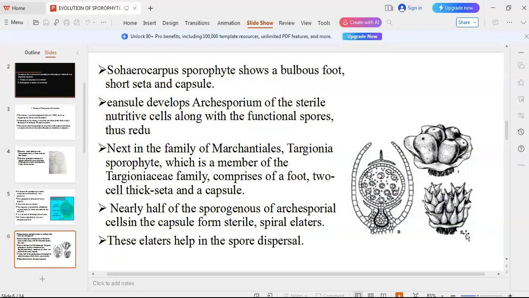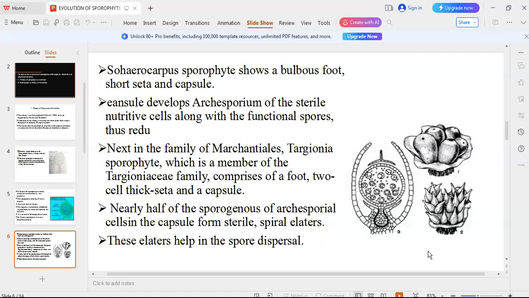So the sporophyte shows a bulbous foot, a short seta and a capsule. See here, a bulbous foot, a very short seta and a capsule. In this capsule develops the archesporium, with sterile nutritive cells along with the functional spores. Thus, at reduction division, the spores become haploid.